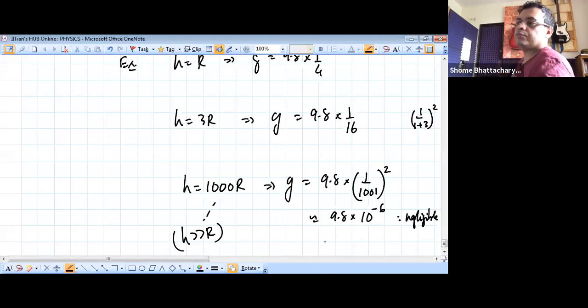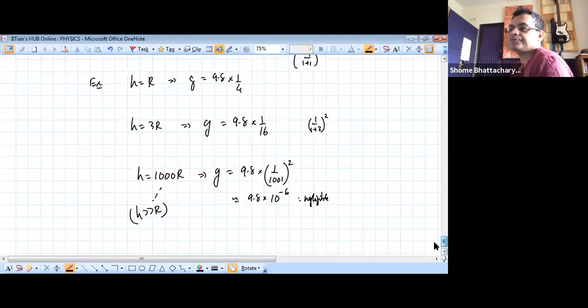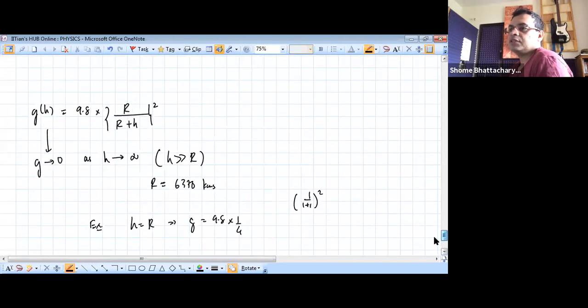Okay, understood the concept now. As the height increases, the acceleration due to gravity decreases, but as the height becomes many orders of magnitude more than r, in this case 10 raised to the power 3 times r, then your acceleration due to gravity becomes a negligible quantity. We'll discuss this more in the chapter on gravitation. We will see that this formula actually comes from a more precise formula, which has to do with the gravitational force between a spherical body and a mass. But anyway, that is this question till now.